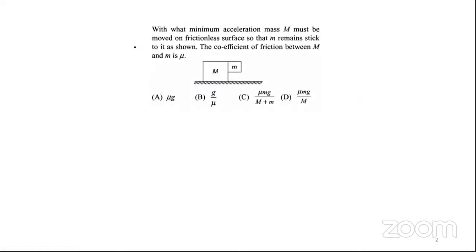The first question is on your screen. With what minimum acceleration must mass capital M be moved on a frictionless surface so that the mass small m remains stuck to it as shown? The coefficient of friction between both of the masses is mu.